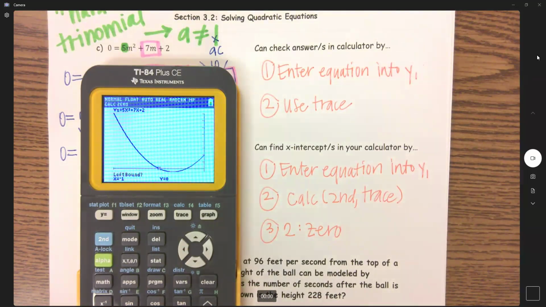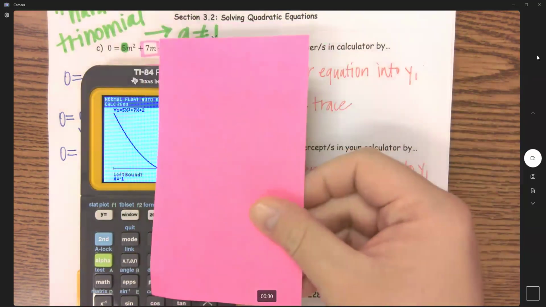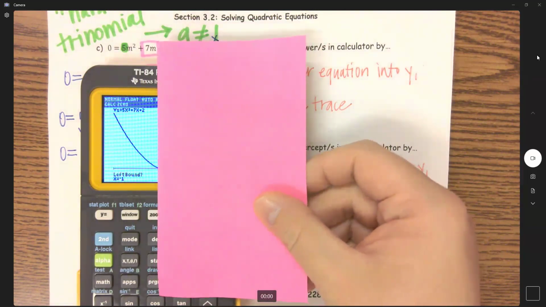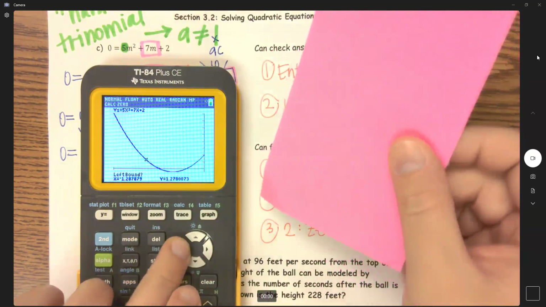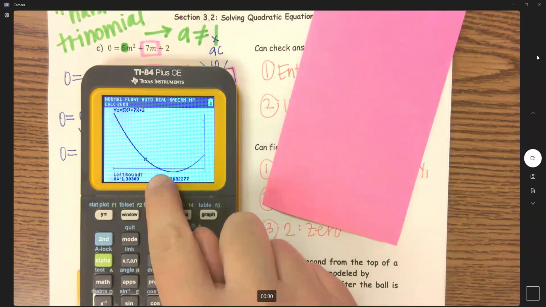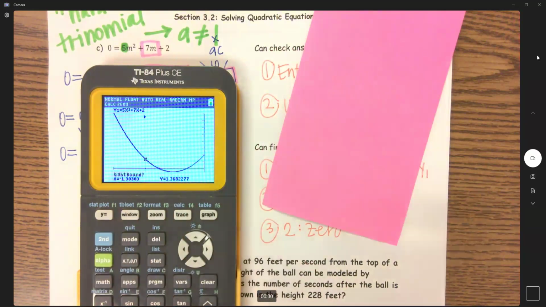Well, I am just about on that x-intercept. So if I want to go to the left, I need somewhere over here in this part of my graph. So I'm going to move my cursor over to the left side of that x-intercept. Hit enter. Now it's the right bound.